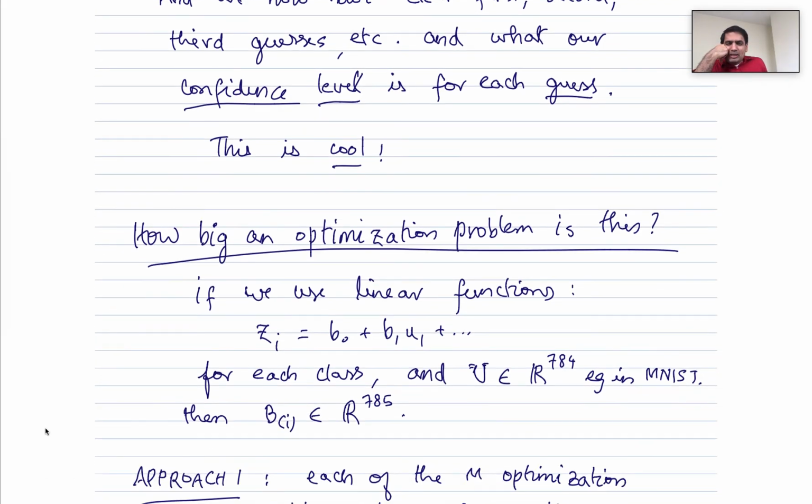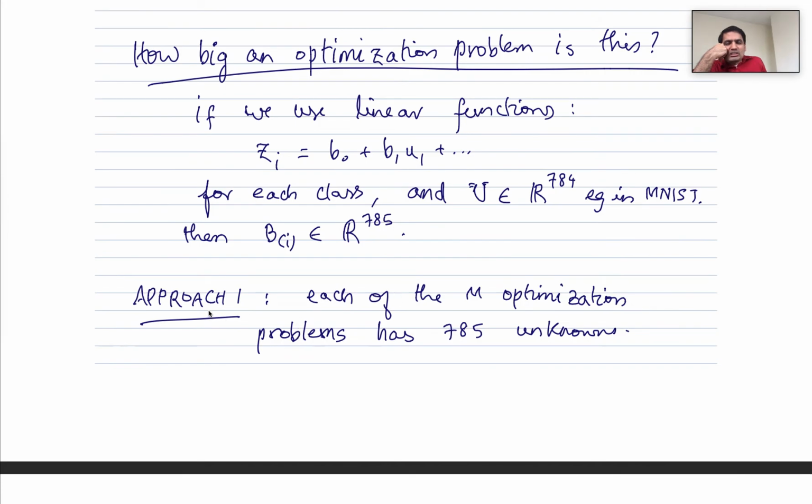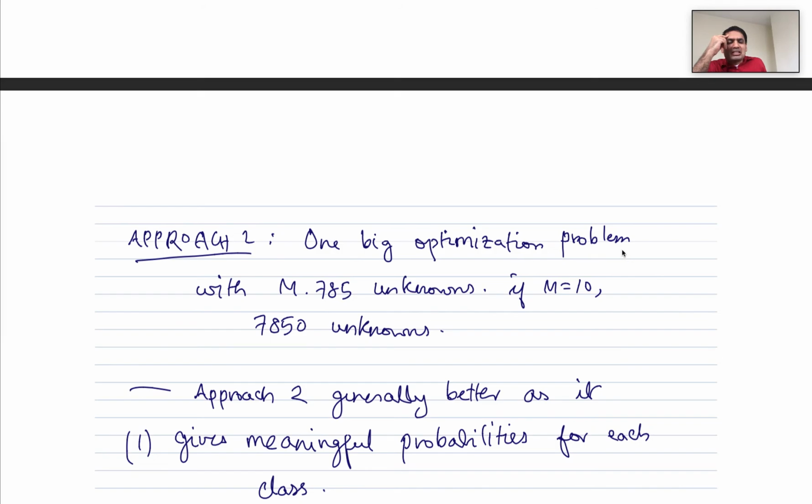Okay, so how big is this optimization problem? If you recall, let's say we are using this linear separating boundary, and let's say your data point is in 784-dimensional space as in MNIST. It could be something else. Then each B_i vector has 785 elements. In approach number 1, which was doing M different optimization problems, you have 785 unknowns, and then we are doing 10 or 20 or however many optimization problems with those unknowns. In approach number 2, we are doing one big optimization problem with M times 785 unknowns. In other words, if M was 10 and you had 785 unknowns per class, then you would have 7,850 unknowns.